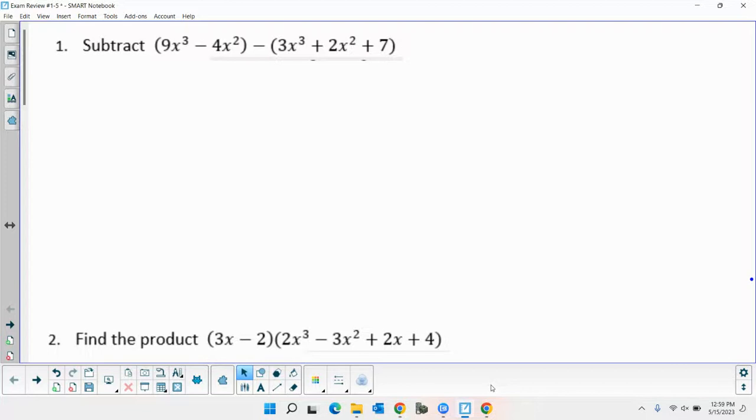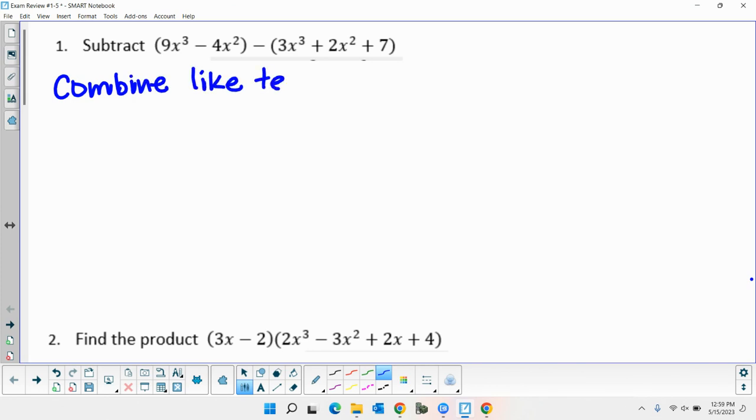So, number one, combine like terms. Again, you can write whatever you need to help you on each problem. So, Morgan, go ahead.